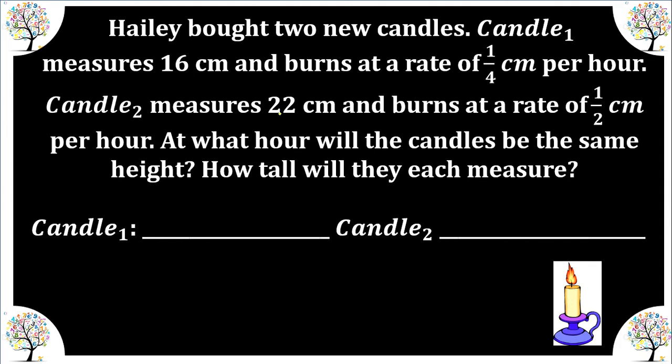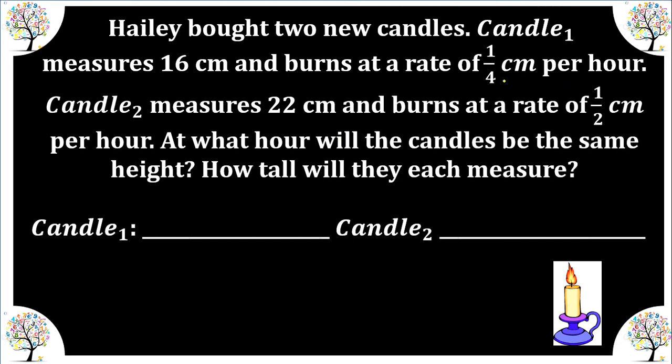Candle 2 is a little bit taller and stands at 22 centimeters, but burns at a faster rate of 1/2 centimeter per hour. So we want to write a system so we can answer the 2 questions. The questions are, at what hour will the candles be the same height? So how many hours of burning will they both be the same height? And what height will they be at this hour?